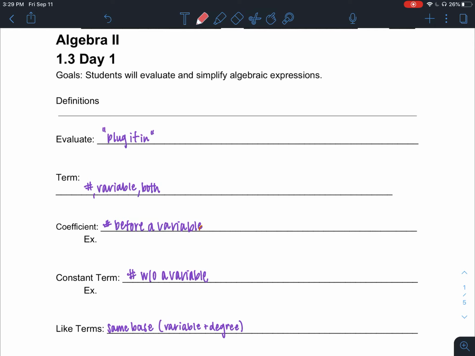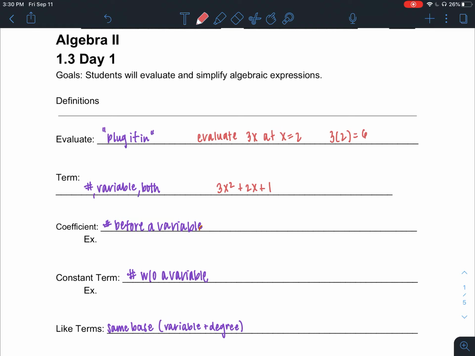So first, evaluate means to plug it in. So if it says to evaluate 3x at x equals 2, what that means is plug 2 in for x. So 3 times 2 is 6. That's all that means. A term is anything that's a number, a variable, or a combination of both. So 3x squared plus 2x plus 1. 3x squared is a term, 2x is a term, and 1 is a term.